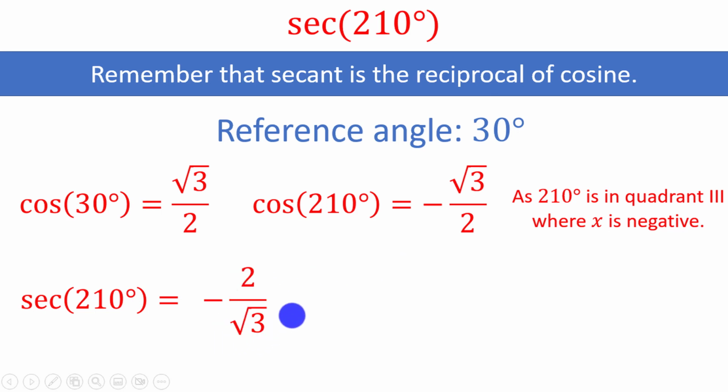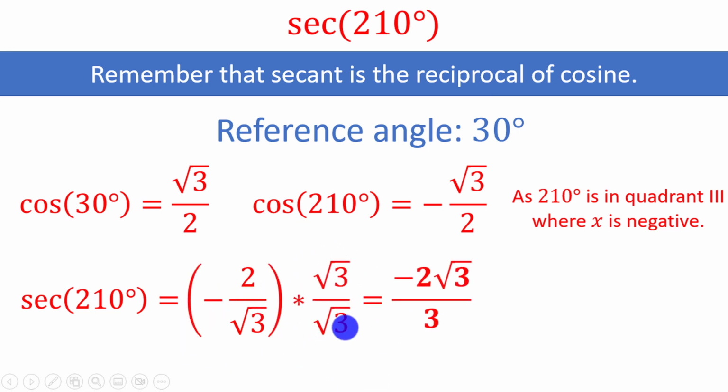But of course, we don't like to keep a square root in the denominator, so we can multiply by the square root of 3 over itself. This will give us negative 2 square root 3 in the numerator and just 3 in the denominator. Secant of 210 degrees is negative 2 square root 3 over 3.